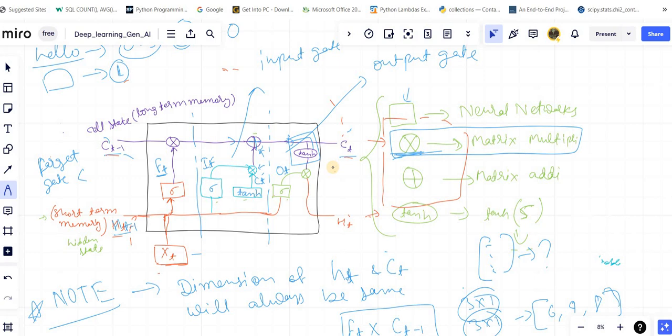Recurrent. Yeah, that's what I'm saying. This will go as an input until or unless, that is called the recurring. Recurring means continuously going. See, LSTM is a type of RNN network. Recurring means that something is getting repeated.